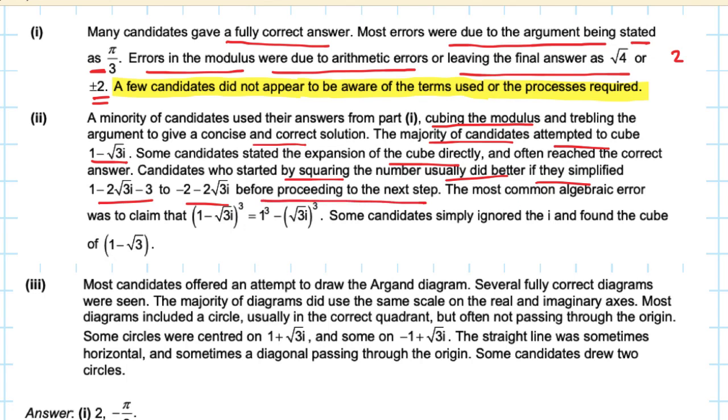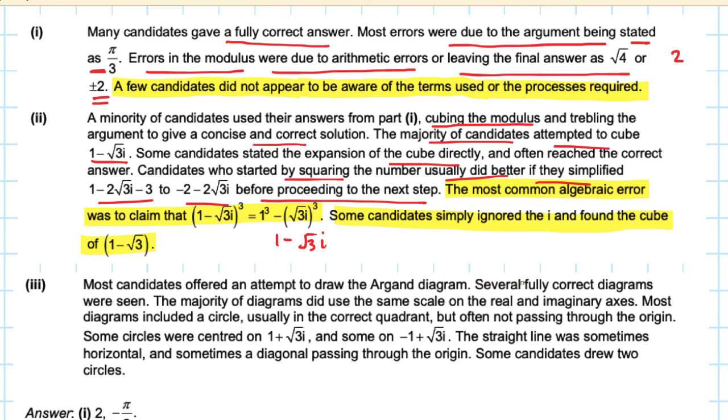The most common algebraic error was that (a minus b) whole cube is a cube minus b cube, which is 100% wrong. Some of the candidates simply ignored the i and found the cube of this, which is also wrong, because we need to find u cubed in this question, and u is 1 minus root 3i, not 1 minus root 3. Okay, in the final question, most of the candidates offered an attempt to draw the Argand diagram.